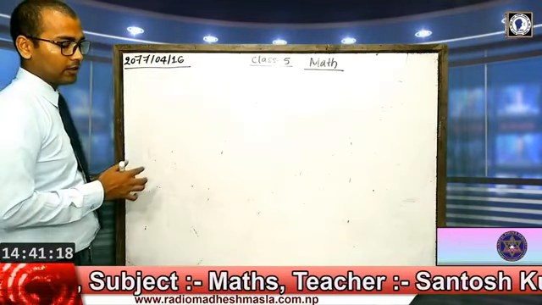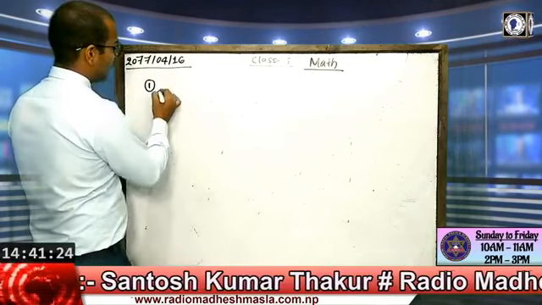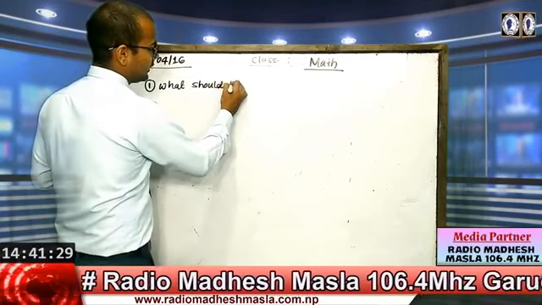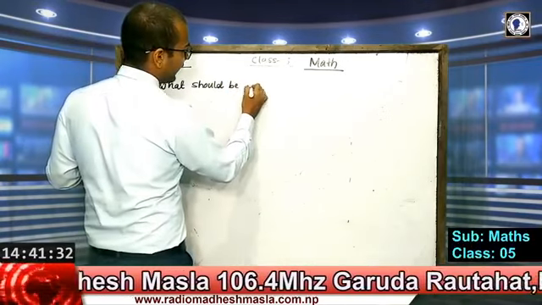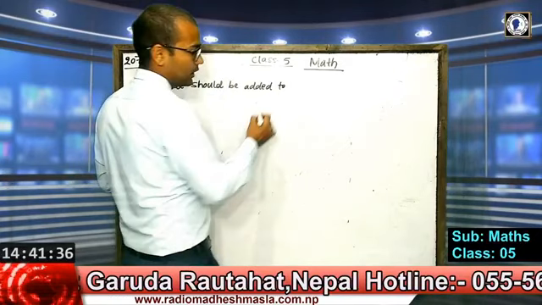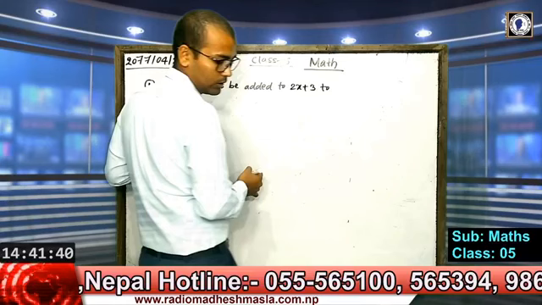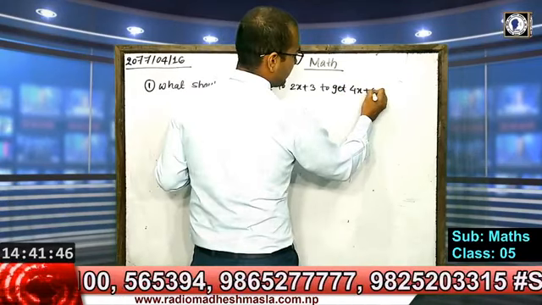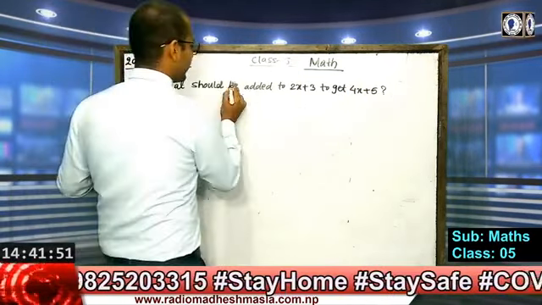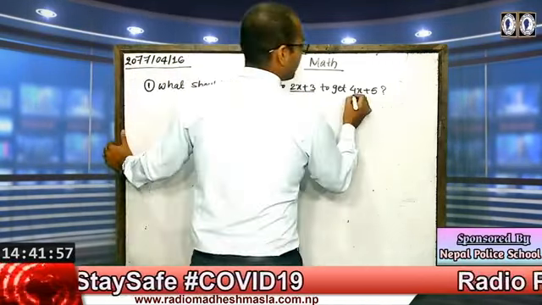So here in the first, our question would be like this sometimes: what should be added to 2x plus 3 to get 4x plus 5? So students, here the question is what should be added to 2x plus 3 to get 4x plus 5.